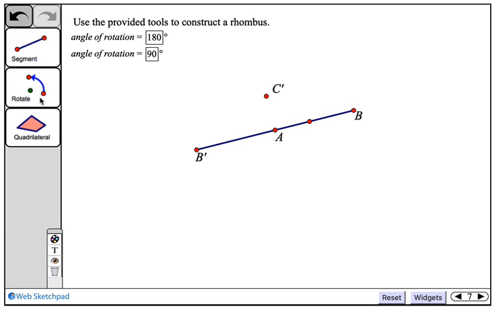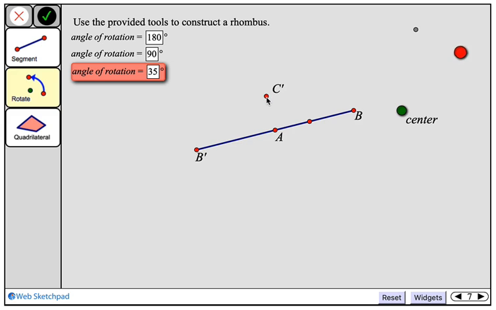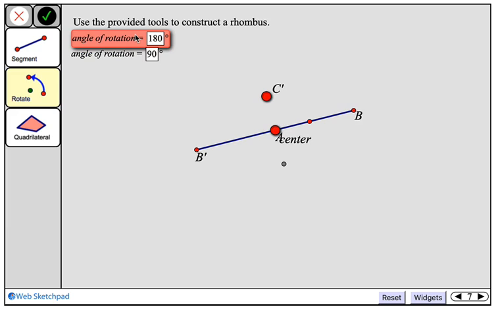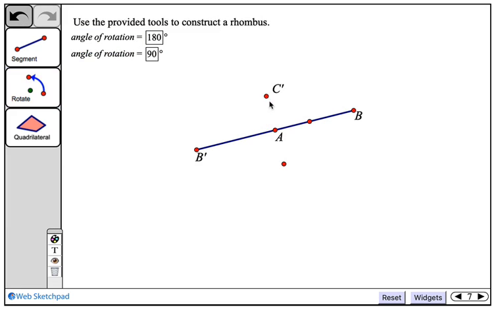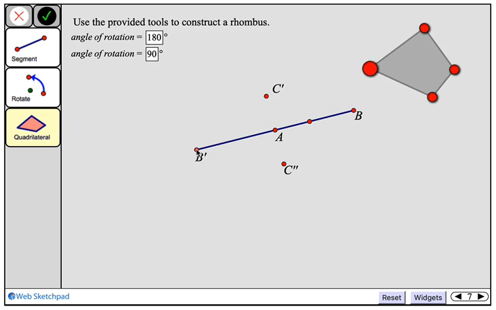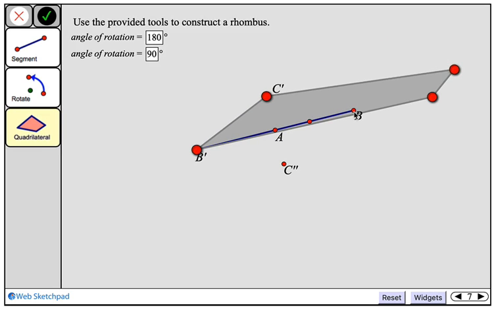So let's do that and use the rotate tool for the, let's see, third time. So this will be the point that I'm rotating. A again is my center. I'm rotating by 180 degrees, so rather than type that again, I can merge this value with this existing value. And there I've rotated C prime by 180 to obtain C double prime. And I can use my quadrilateral tool to connect my vertices.